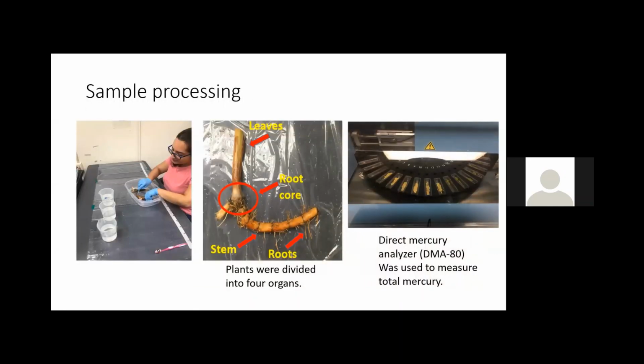We processed the samples in the lab. Plants were cleaned and divided into 4 organs: leaves, root core, stem, and roots. After processing, all samples were run in the mercury analyzer and we measured total mercury.